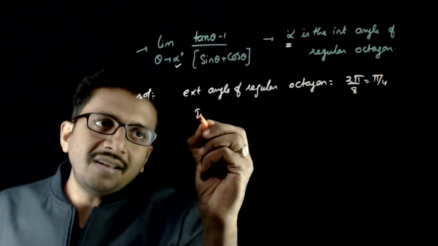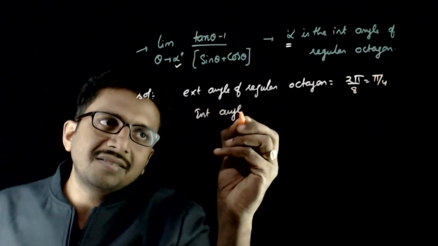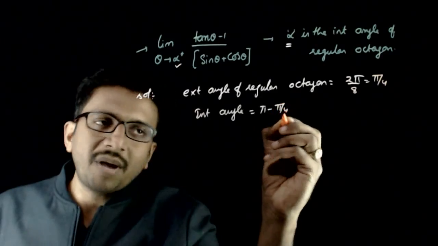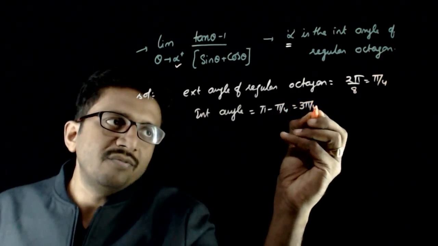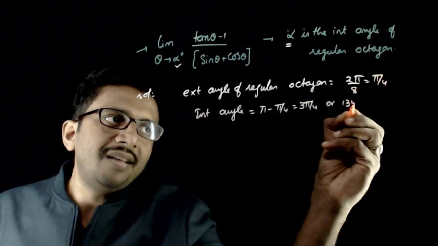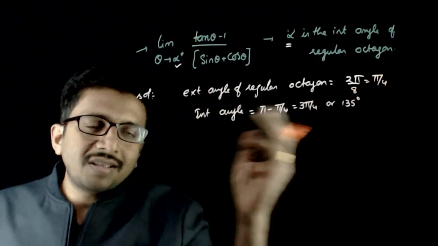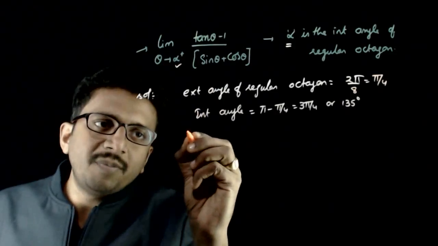So what is the interior angle? The exterior angle is pi by 4, so the interior angle is nothing but pi minus pi by 4, that is 3 pi by 4 or 135 degrees. So now alpha is 3 pi by 4. So now what does this limit become?